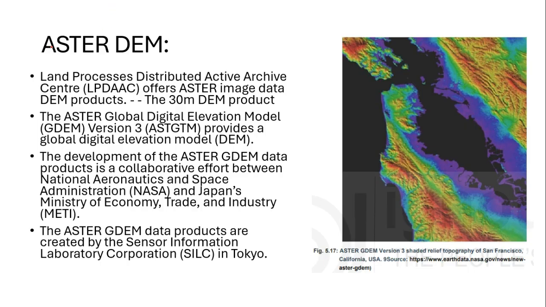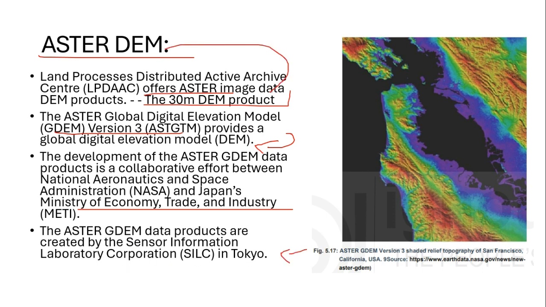Then we have the ASTER DEM data. The Land Processes Distributed Active Archive Center, LP DAAC, offers ASTER images for DEM products. It provides a 30 meter DEM product, and within ASTER there is GDEM version 3 data, which provides us global DEM data. The development of ASTER data is a collaborative effort between NASA and Japan's Ministry of Economy, Trade and Industry. But the ASTER GDEM data products are created by the Sensor Information Laboratory Corporation in Tokyo. So the main points are that we get 30 meter DEM data from ASTER, and it also provides global digital elevation data.